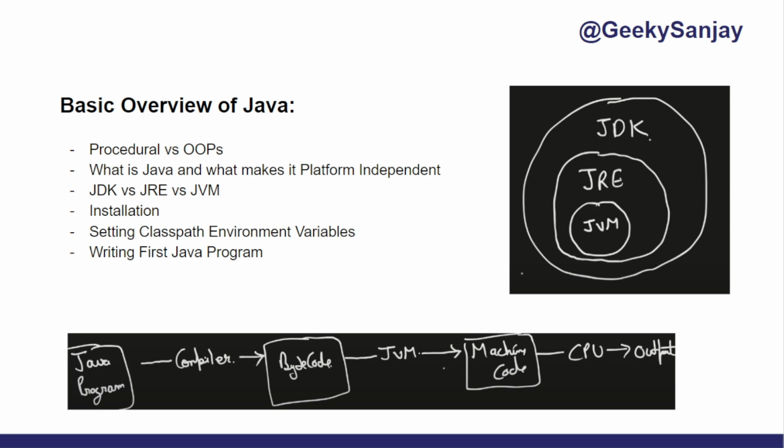Here we will see installation of Java and setting the classpath environment variables in the basics overview of Java, and writing the first Java program. Here I will show you how it works. First we will create a Java program like demo.java. Then the compiler converts it into bytecode. What is bytecode? Bytecode is a class file.